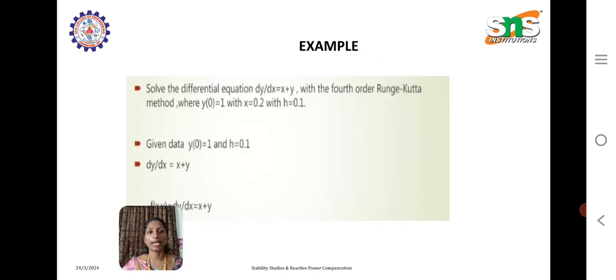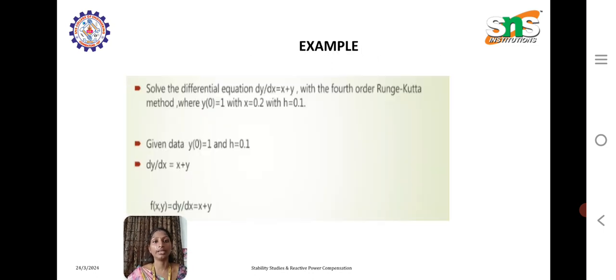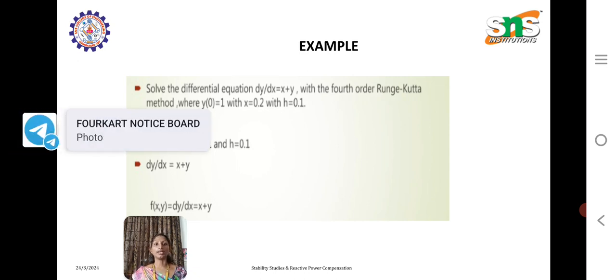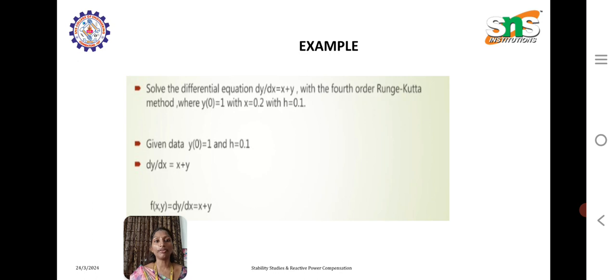Coming to an example, the question says: solve the differential equation dy by dx is equal to x plus y with the fourth order Runge-Kutta method. We are going to identify k1, k2, k3 and k4, where y of 0 is equal to 1 and h is equal to 0.1. So the given data is y of 0 equal to 1, h equal to 0.1, and dy by dx equal to x plus y. So dy by dx can be written as a function of x and y, so f of x comma y is equal to x plus y.